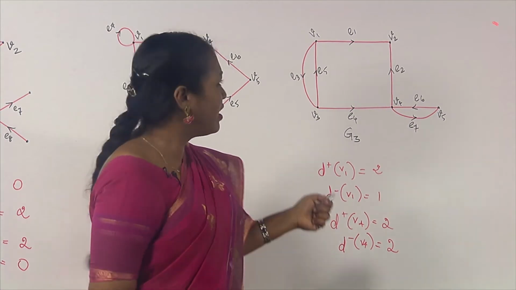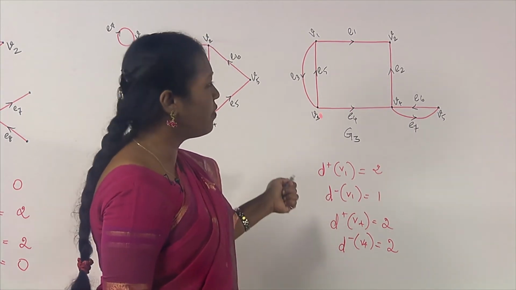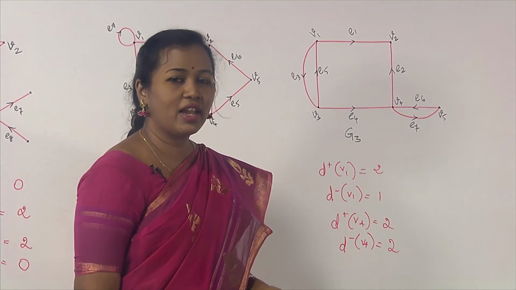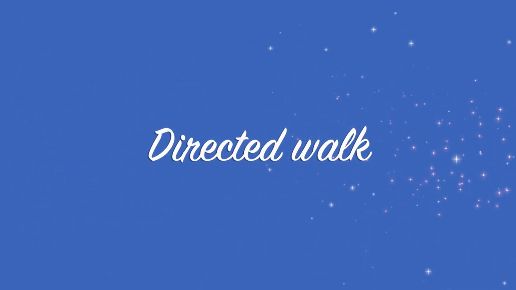Now there are several other vertices and edges in this graph. You can calculate the in degree and out degree of these vertices. Let us see some definitions related to directed graphs. So we shall see the definition of a directed walk now.